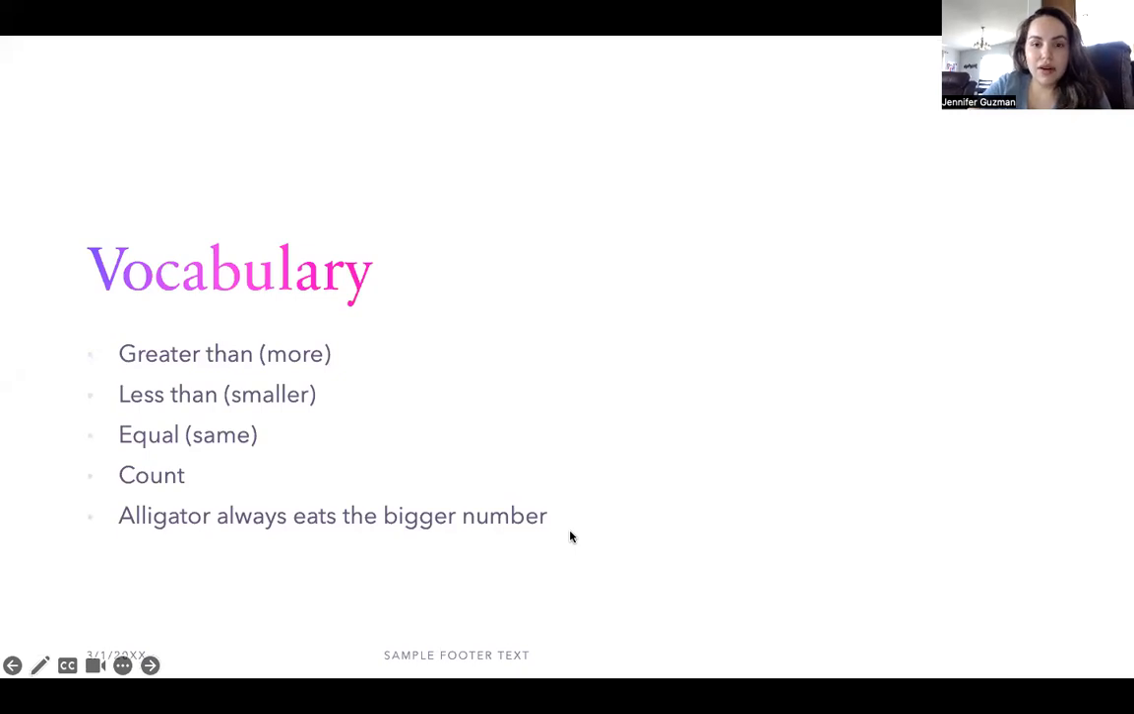Some of the vocabulary we have is greater than, which means more, less than, which is smaller, equal to, which means the same, count, and then obviously, alligator always eats the bigger number. So this is some of the vocabulary that I would be teaching my students.